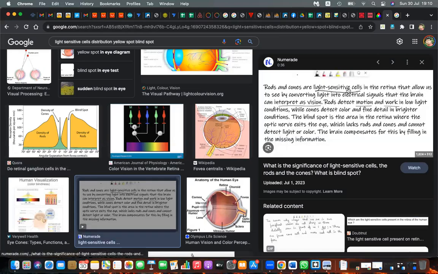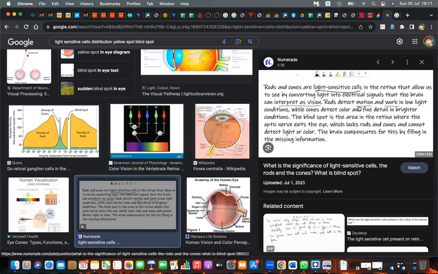Rods and cones are the light sensitive cells in the retina that allow us to see by converting light into electrical signals. Brain can interpret that as a vision.